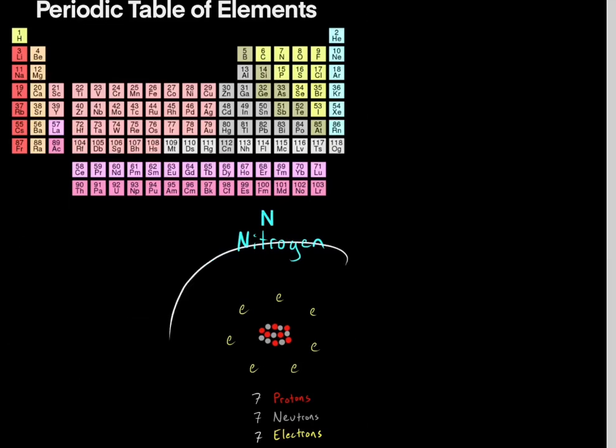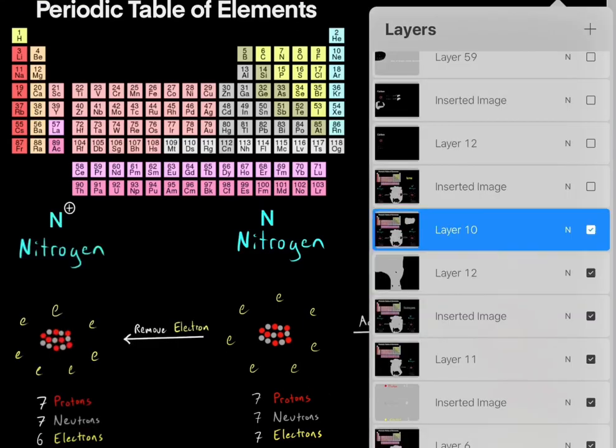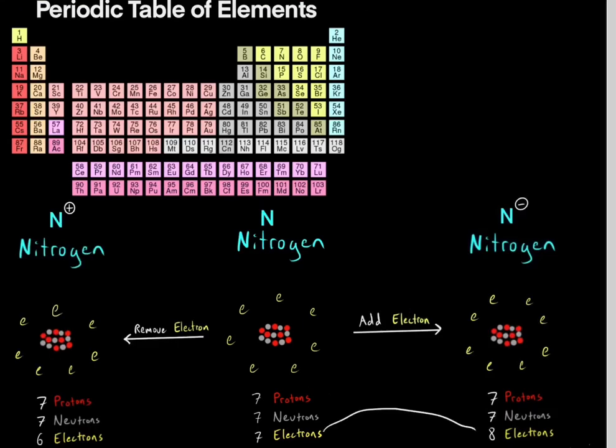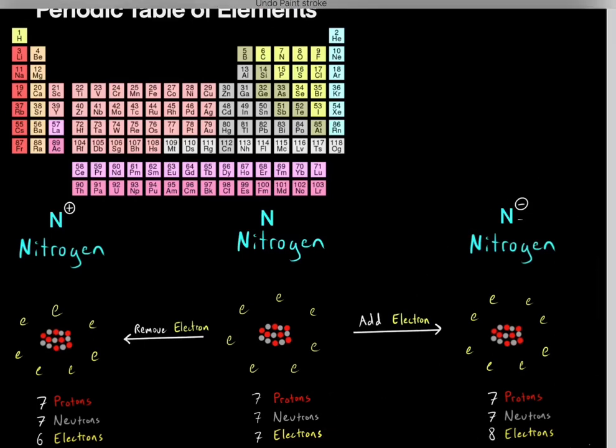But what if we change the number of electrons? Well, if we add an electron, now we would have 8 electrons. But again, we still have 7 protons. So by definition, we still have a nitrogen. Remember, it's the number of protons that determines what kind of atom we have. But again, now we have 8 electrons. So therefore, now this nitrogen has a negative charge because we have 7 protons, so that's +7, and we have 8 electrons, so that's -8. So if you count up all those charges, you have a -1 charge.